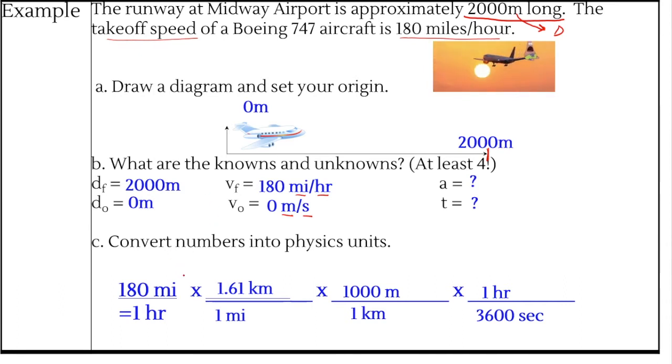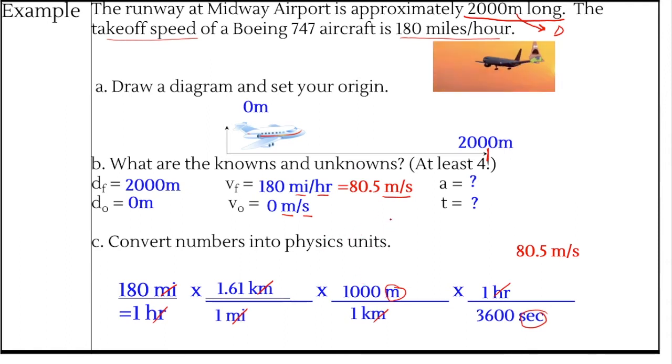So now we're going to cancel out the units. Miles cancel out here. Kilometers cancel out here. We're just left with meters, which is what we want. And then hours cancel out here, and we're left with seconds. So we multiply our way through, and we find out that we should have a final velocity of 80.5 meters per second. This is good because we know that we're in meters per second. And also, if you're unsure if you did this step right, just Google it.